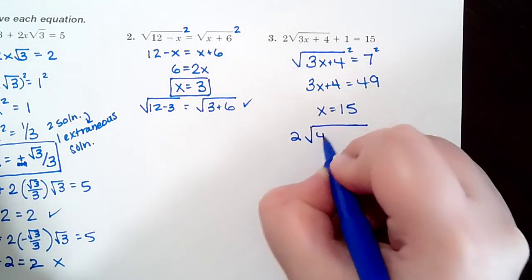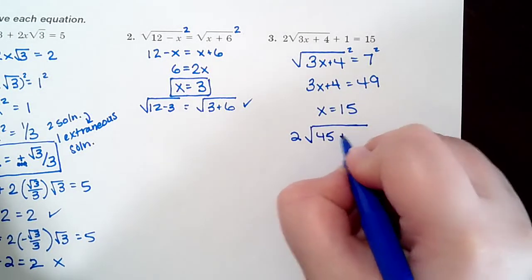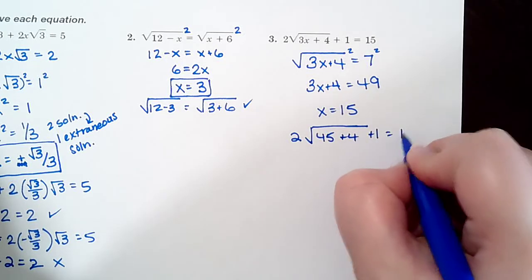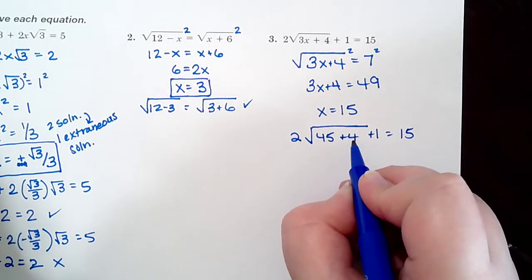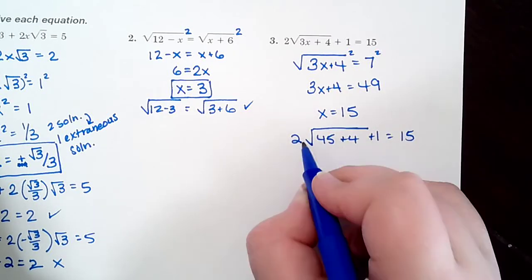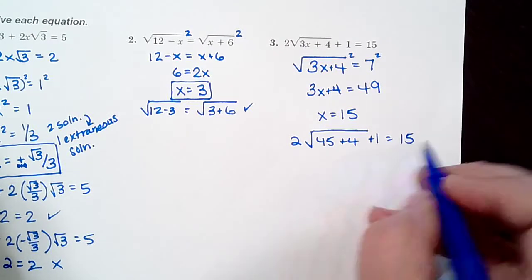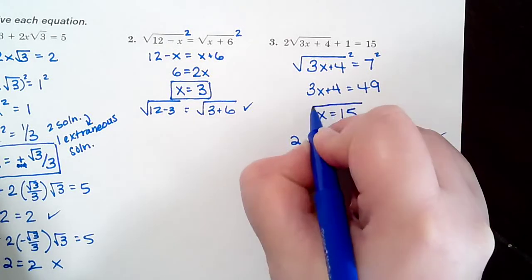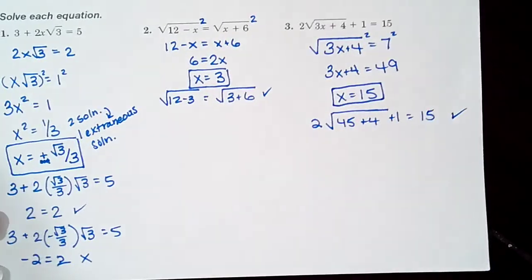15 times 3 is 45, so I'm just going to simplify that right away. And let's check. 45 plus 4 is 49. Square root of 49 is 7. 7 times 2 is 14. 14 plus 1 is 15. Good to go. Our answer makes sense.